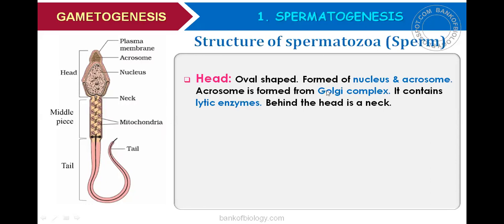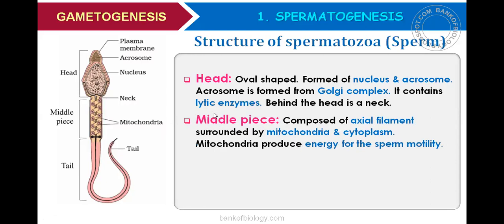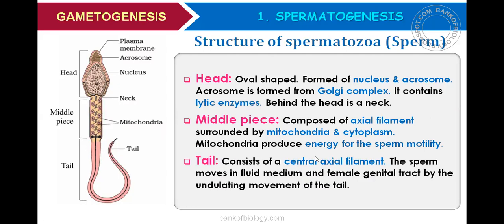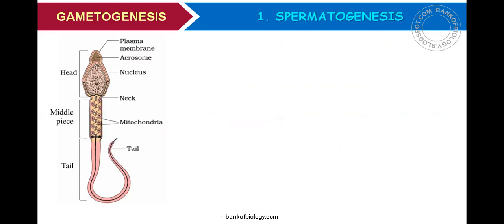Acrosome, this is a very big question, is formed from the Golgi complex. It contains lytic enzyme, and behind the head there is a neck. The middle piece is composed of axial filament surrounded by mitochondria and cytoplasm, and that axial filament continues towards the tail, and mitochondria produce energy for sperm motility. The central axial filament of the tail. The sperm moves in the fluid medium and female genital tract by undulating movement of the tail itself.